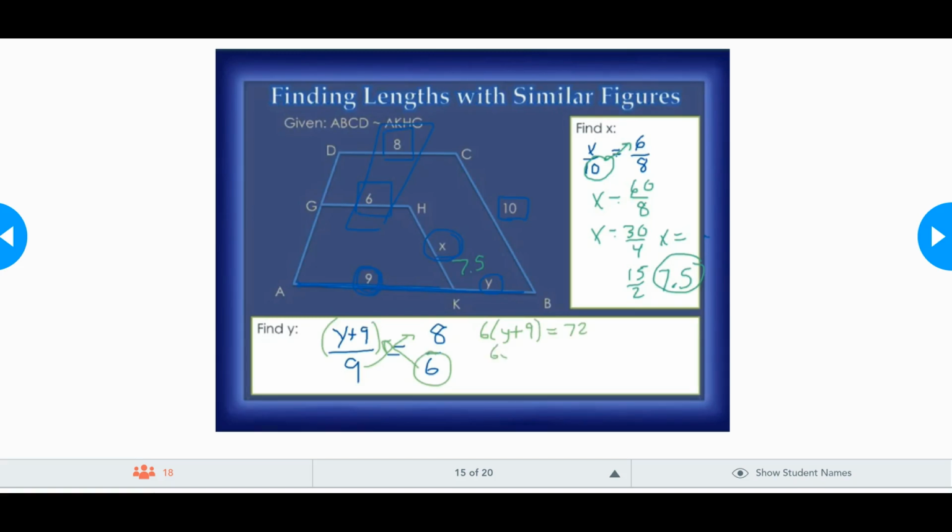Here I have to distribute into the parentheses, so 6y plus 54 equals 72. 6y then is going to equal, when I subtract out the 54, I get 18, and so then when I divide by 6, y is going to have to equal 3. So we're using proportions to set up and solve, we're using the known sides and we're setting up and solving proportions involving our variable so that we can find the missing values.